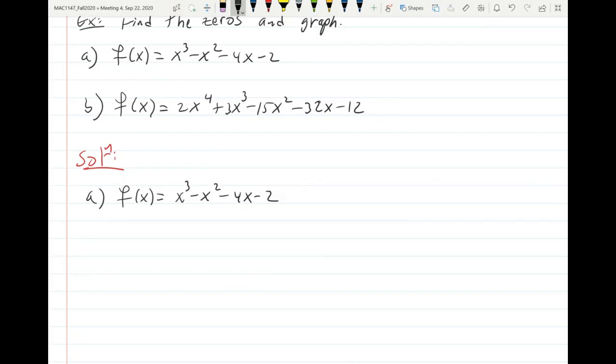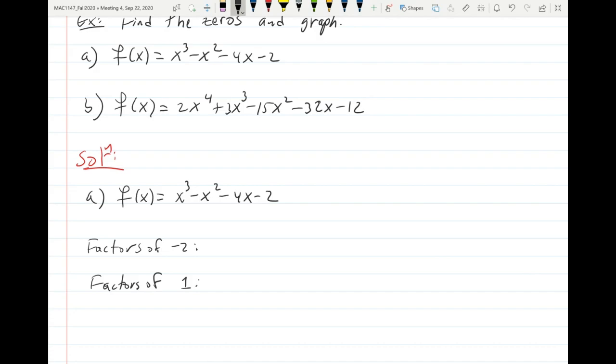Okay. All right. So let's do this one. Okay. So let's try to at least get some candidates. And for this, we're gonna use the Rational Zeros Theorem. So remember, we're gonna use factors of the constant term, and then factors of the leading coefficient, which in this case is 1.